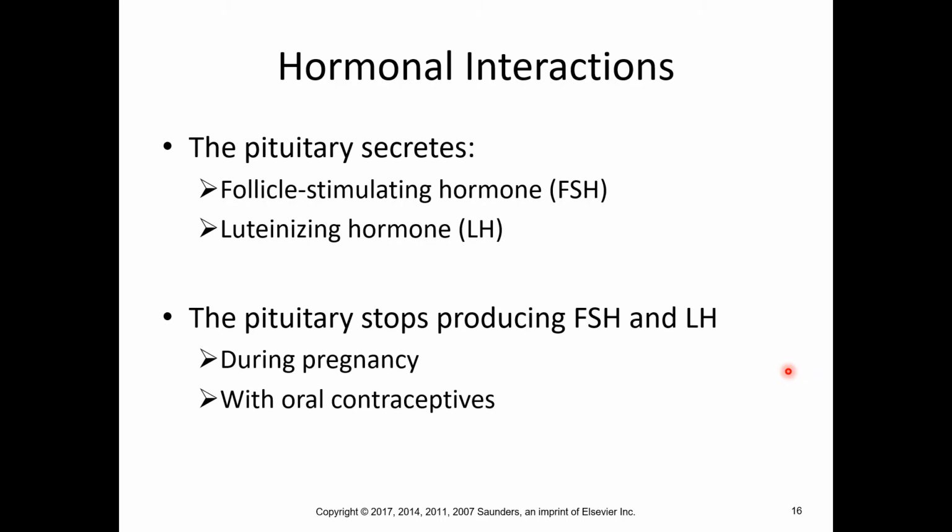Luteinizing hormone increases in quantity in the bloodstream when it's time for the ovarian follicle to rupture and ovulation to happen. So FSH stimulates maturing of the follicle. Luteinizing hormone stimulates ovulation. The pituitary gland does not produce FSH and LH during pregnancy and with oral contraceptives.